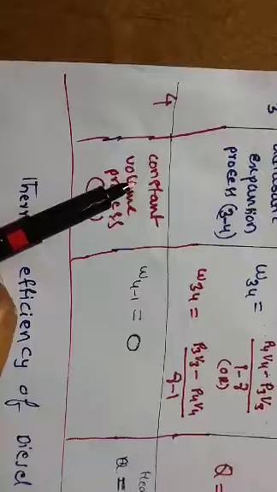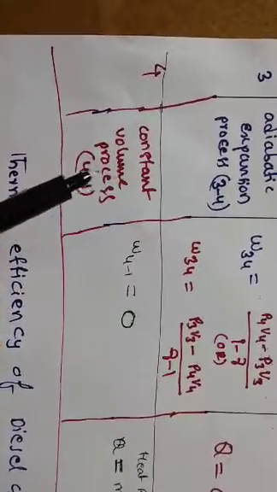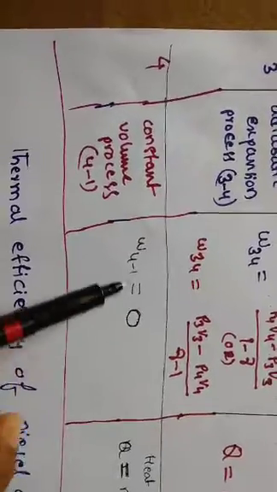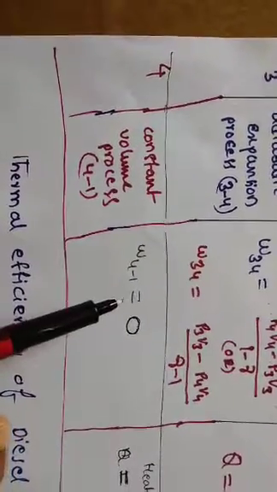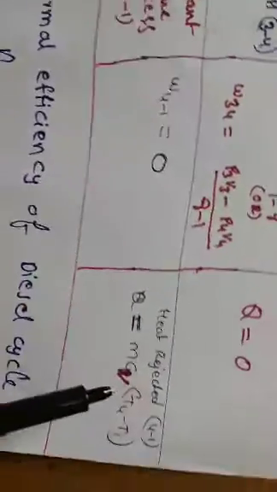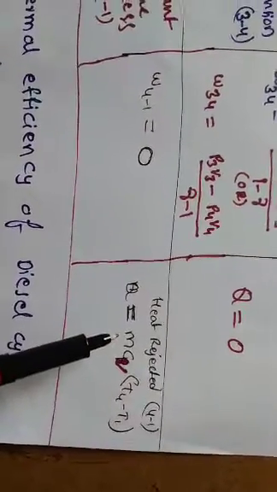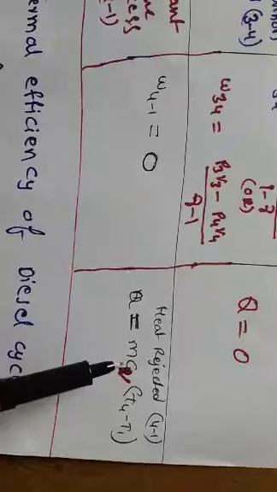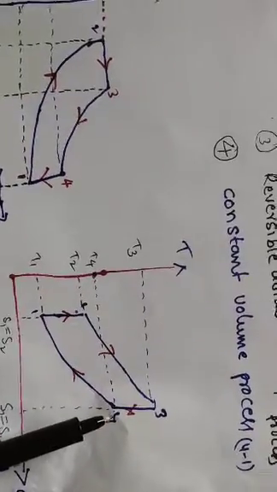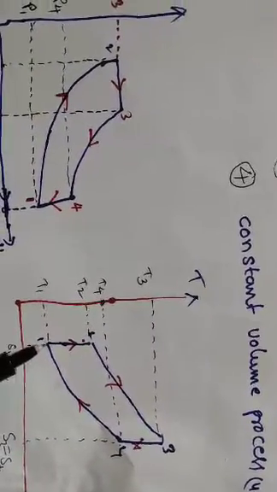And last we will see the constant volume process, that is 4 to 1. In the constant volume process, total work transfer is 0. Why? Because there is no change in volume. And total heat transfer in the constant volume process is Q equal to m Cv (T4 minus T1). Why T4 minus T1? Once again observe the T-S diagram, temperature T4 is higher than T1, that's why T4 minus T1.